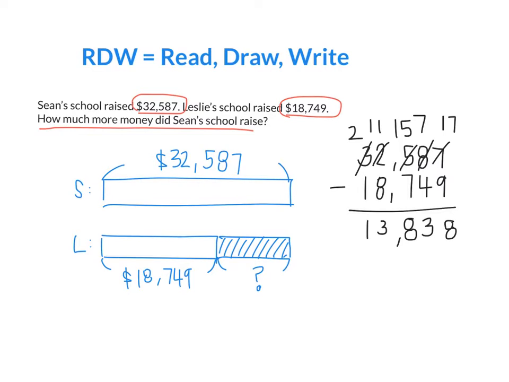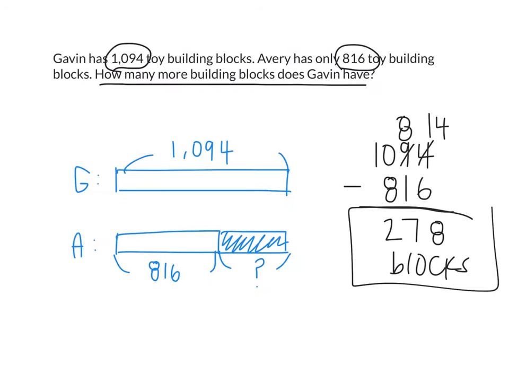That's only part of my answer. I need to make sure I have the units. Whenever I need to write the units, all I need to do is go back and look at what I underlined or wrote down. Because when I know what the question is, I know what kind of units would answer the question. The question says, how much more money did Sean's school raise? So it's 13,838 money? No. We know that we use dollars. So you can either write the word dollars or you can put a $ sign before you box your final answer.